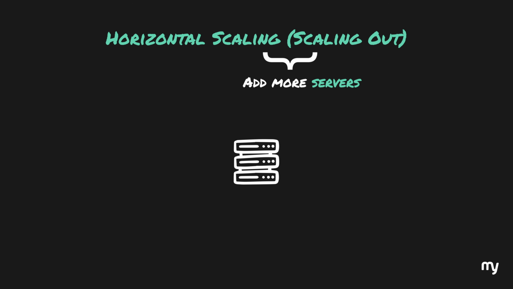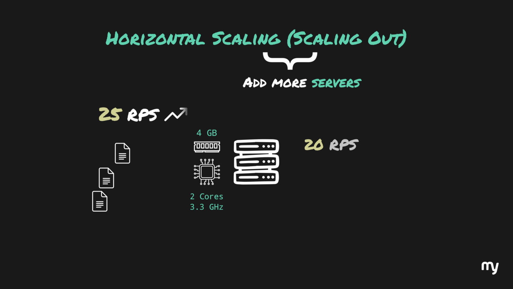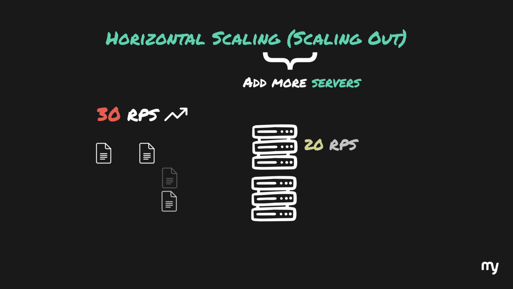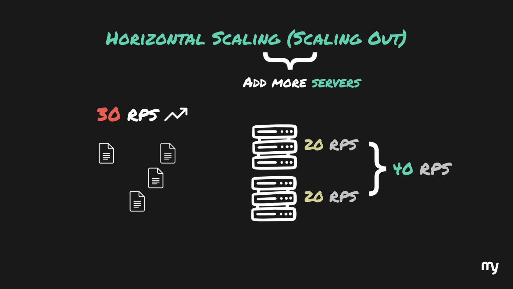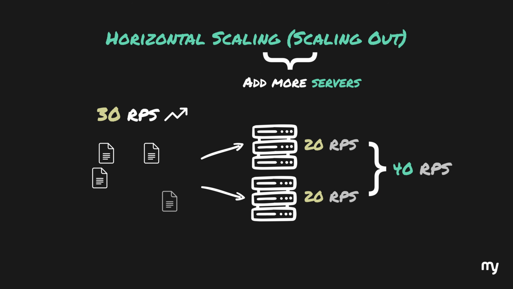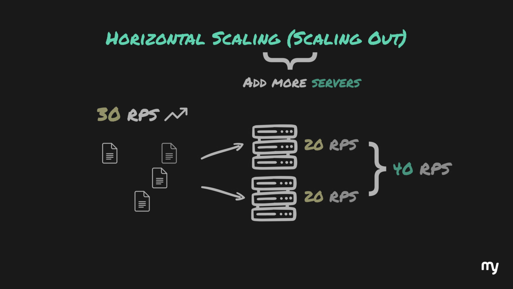For example, our server with 4 GB of RAM and a dual-core processor was capable of handling 20 RPS. If the traffic spikes to 30 RPS, instead of upgrading to a more powerful instance, you can add another server of the same capacity. Each server can handle a maximum of 20 RPS, so the two servers together can handle 40. Therefore, the traffic demand of 30 RPS is then split between the two servers, allowing them to handle the load comfortably.